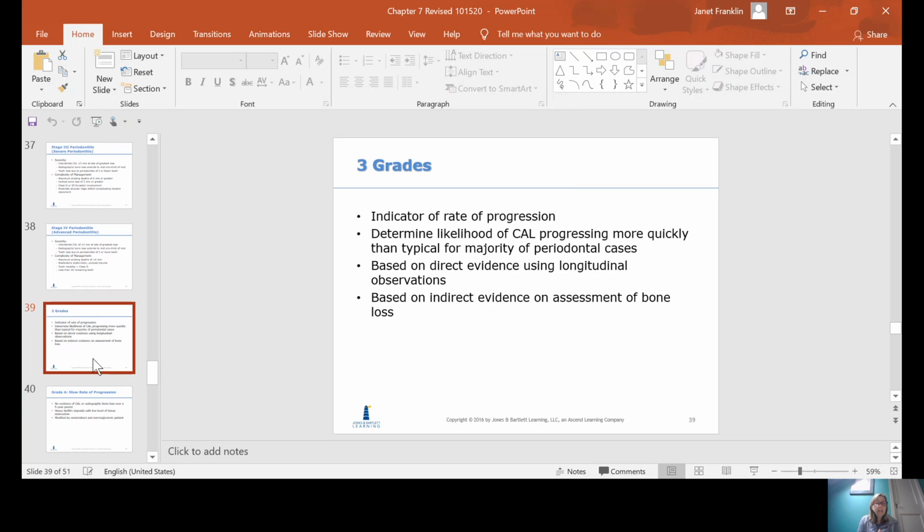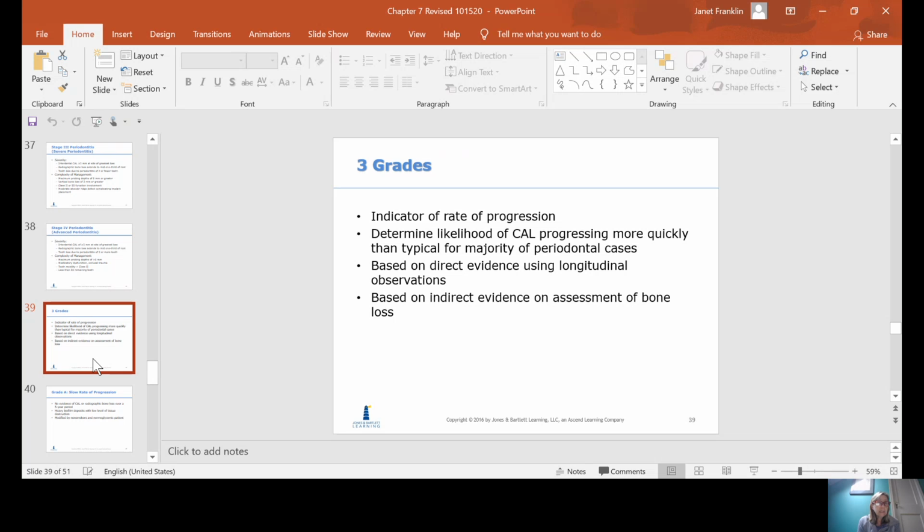We have grades. We have 3 grades, A, B, and C. Grades are an indicator of the rate of progression. So you're going to stage it and you're going to grade it. They chose this because staging and grading is what they use in cancer. And most patients can have some experience with somebody with cancer, and they can acknowledge, number one, cancer is a disease. Number two, they know that when they stage and grade cancer, it tells them how bad is the disease. So they've chosen this because it does help patients to understand the disease process a little bit better.